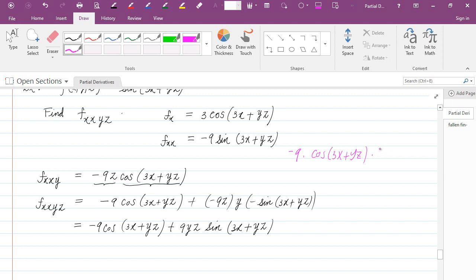And then we multiply by the derivative with respect to y of 3x plus yz. And with respect to y, x is fixed, so the derivative of 3x would be 0. And the derivative of yz with respect to y would be z. So that's why we're getting negative 9z cosine of 3x plus yz.